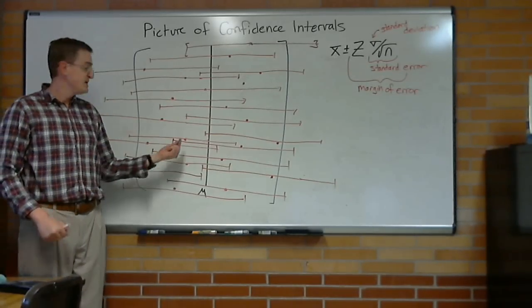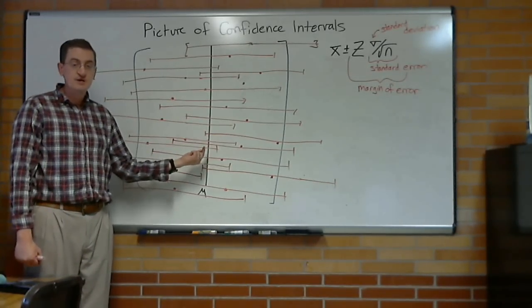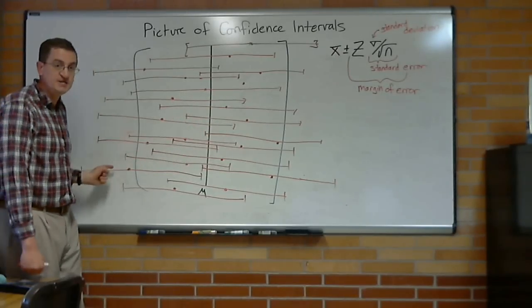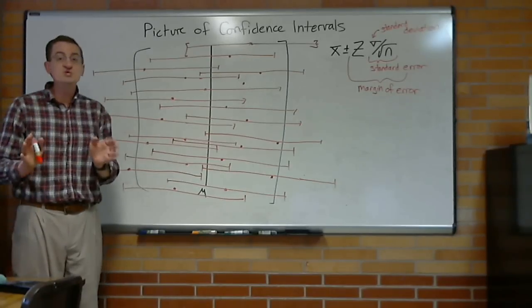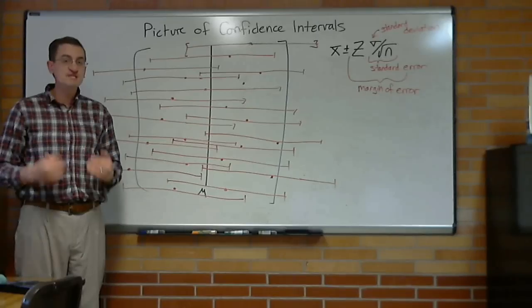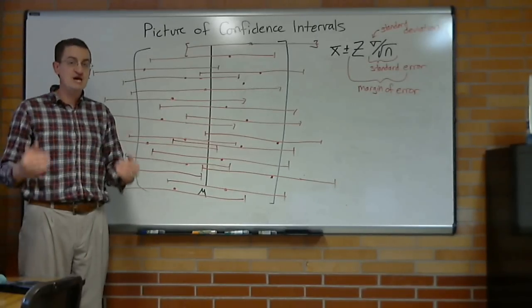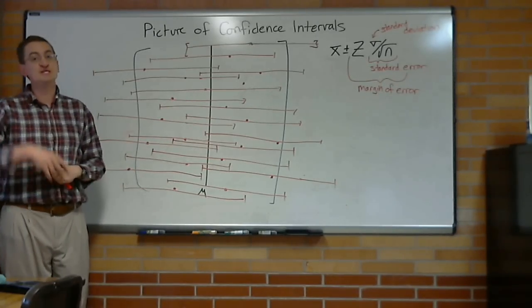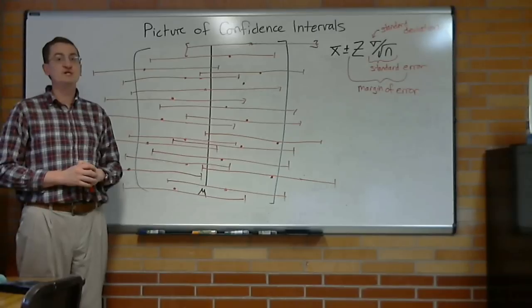Also, I need you to notice, it's not that mu is changing. Mu is in some of these intervals and not in some of these intervals, but mu stayed the same. What changed was the random sample that you took, which changed x bar. And that will help us in the next video to define some of the correct language for confidence.